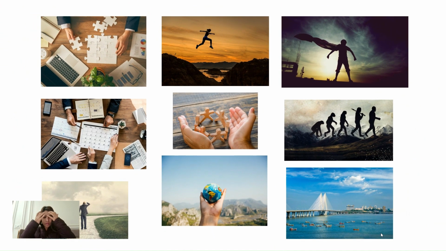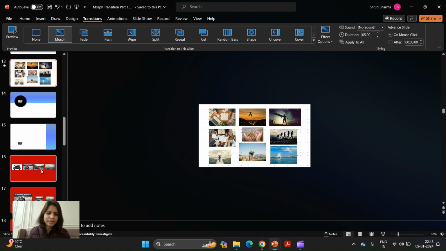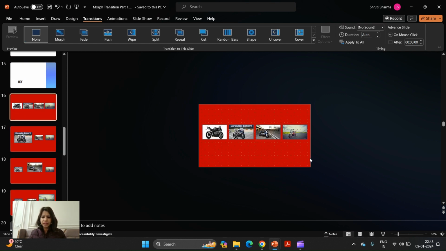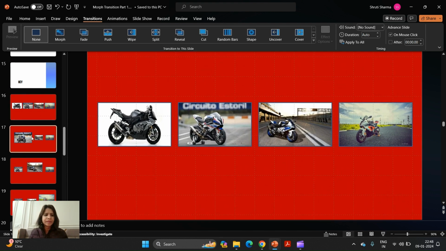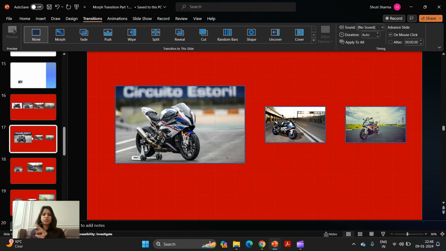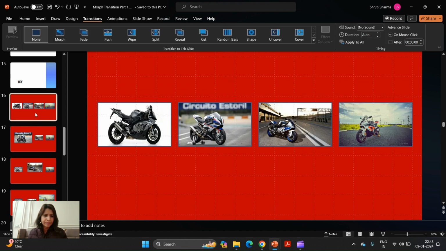So as I said, morph can be used in so many ways. I'll show you another example. Now I have created these four slides. Slide 1 has these four images, very basic, simple images. Slide 2 has one picture bigger, two smaller. Then the second one gets bigger, and then the third one. Now, without any transition, this is how these slides look. Slide 1, slide 2, slide 3, and slide 4.